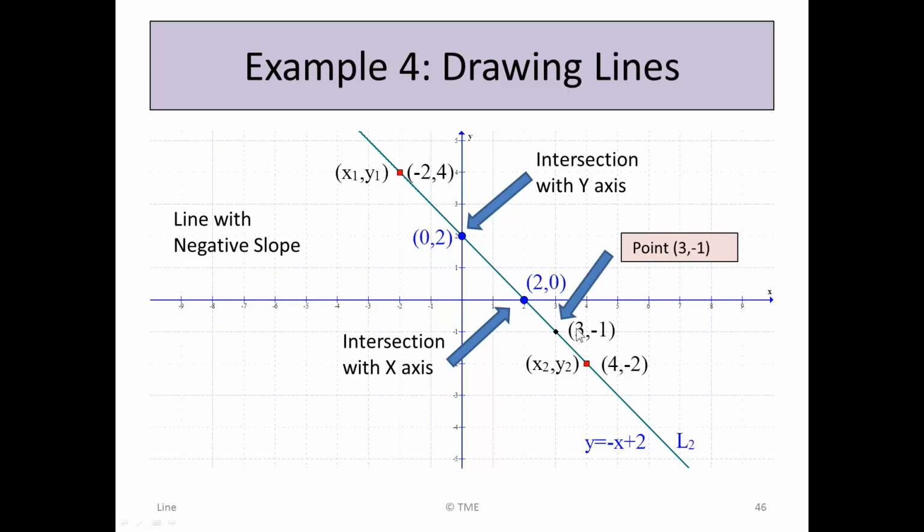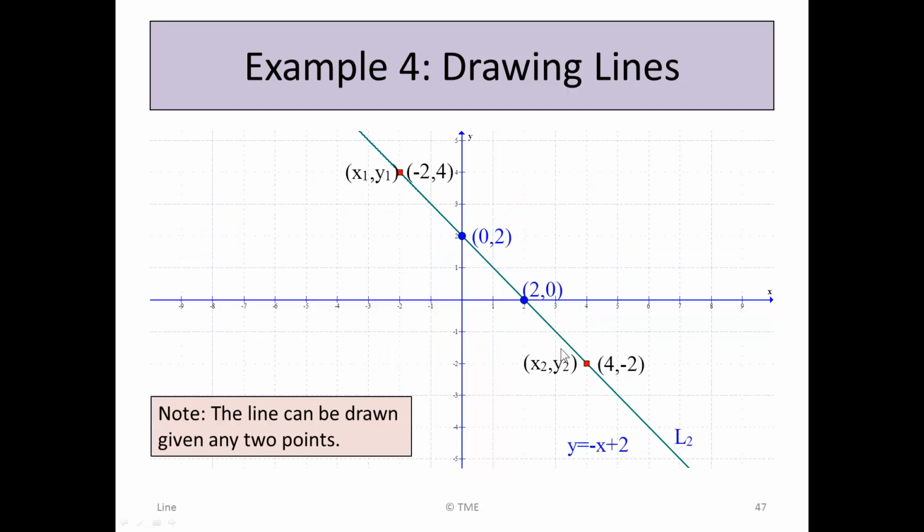But equally, we could have started and said let's pick the point x is 3, what's the y value? And we would have found the point 3, minus 1 was also on the line. So any 2 points anywhere along that line will allow us to draw the full line. So with any 2 points, it could have been minus 2, 4 or 4, minus 2, it really wouldn't matter. We'd still get the same line.